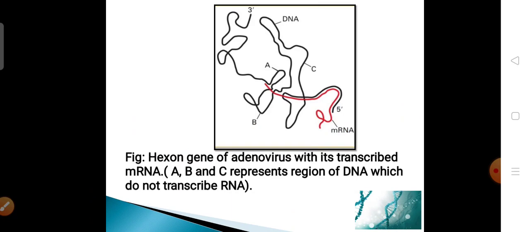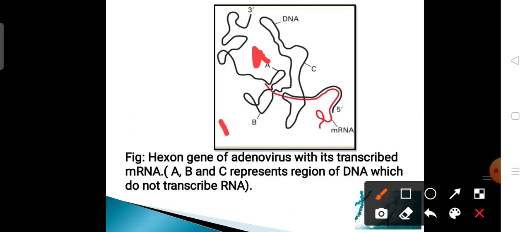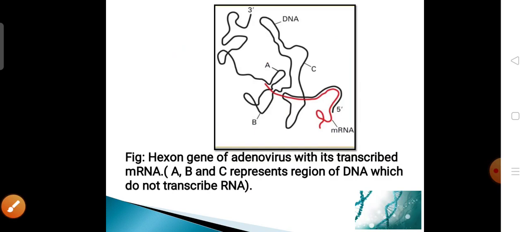You can look at this: the Hexon gene of adenovirus, shown in black, is the DNA, with its transcribed mRNA. The red color is the mRNA. When the mRNA was paired with its parent gene, the Hexon gene, it was found that 3 regions looped out. This is the A loop, this is the B loop, and this is the C loop. The black one is the DNA, the Hexon gene, and the red one is showing the mRNA. So you can see that the length of the mRNA is shorter than the length of the Hexon gene.